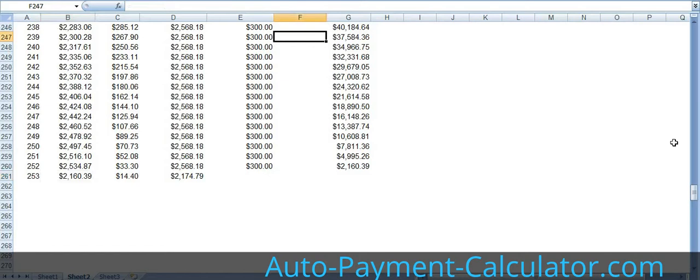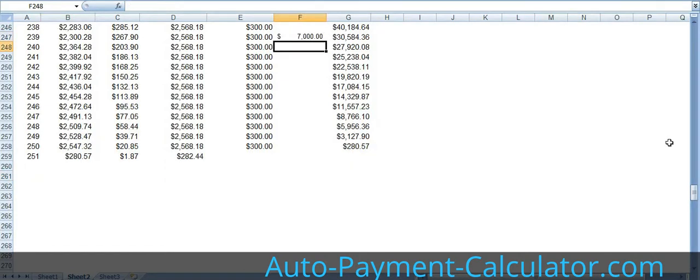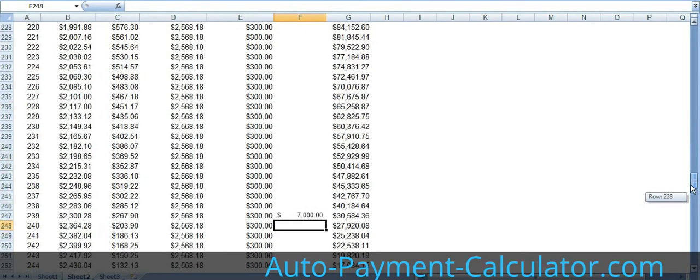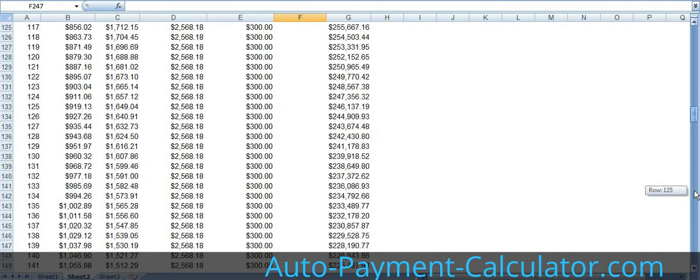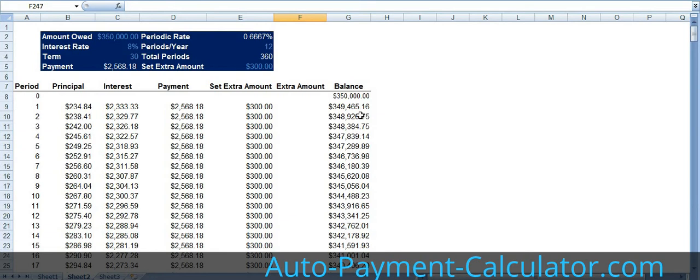And we can decide that we want to pay an extra lump sum here and shorten it even more. So it's really flexible because you can put in non-repeating extra payments and repeating payments. With a little bit of formatting, these can be made to look very nice.